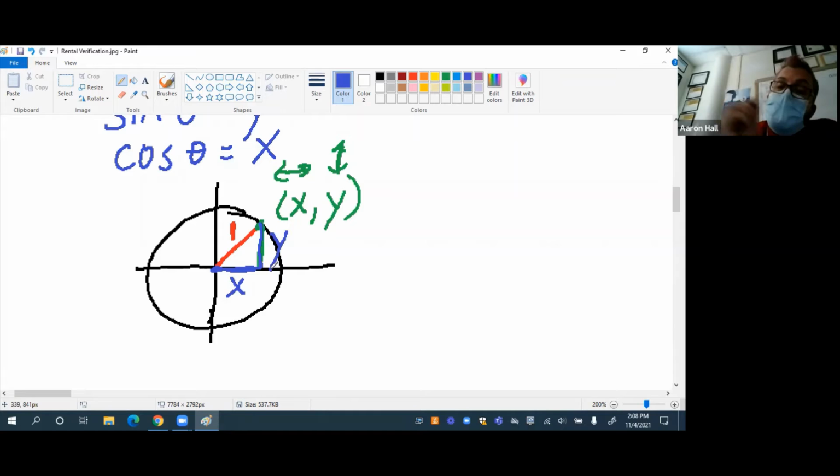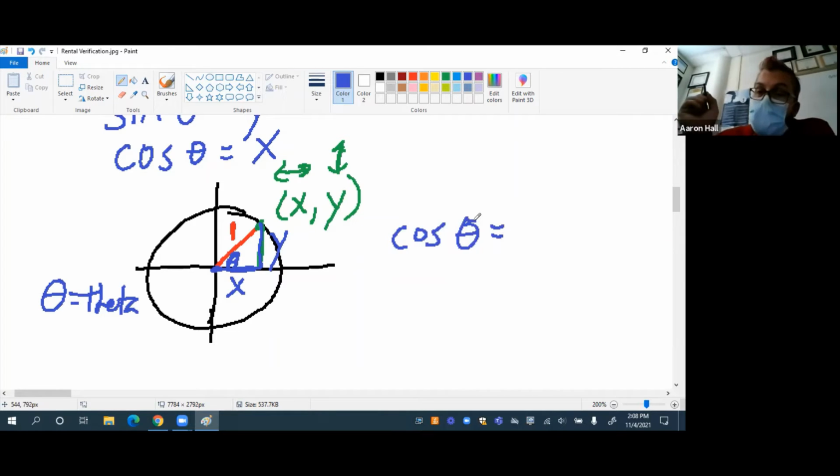So from the origin, we move over to the right x units, and then we go up y units. Now we can also talk about the point in terms of rotations. Let's call this theta. So in terms of theta, let's look at cosine of theta. By definition, cosine of theta is what? It's a ratio. What is the ratio?